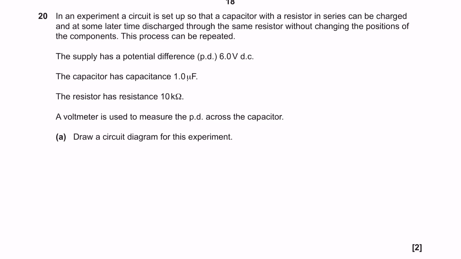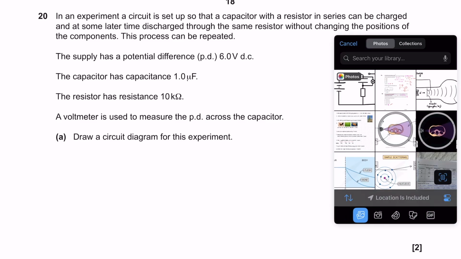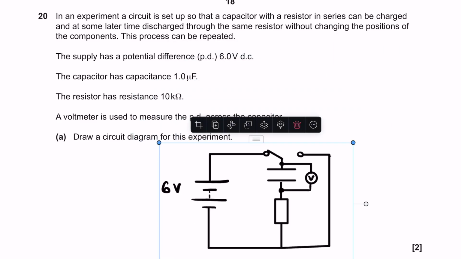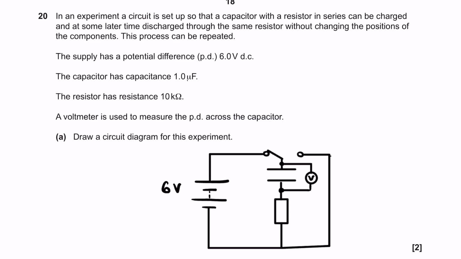A voltmeter is used to measure the potential difference across the capacitor, and draw a circuit diagram for this. So I've got one over here, so just adding that, and there we are. So I'll leave it there, quite straightforward. All you've got to do is switch the positions of this switch right here and be ready for it to be discharged through the resistor.